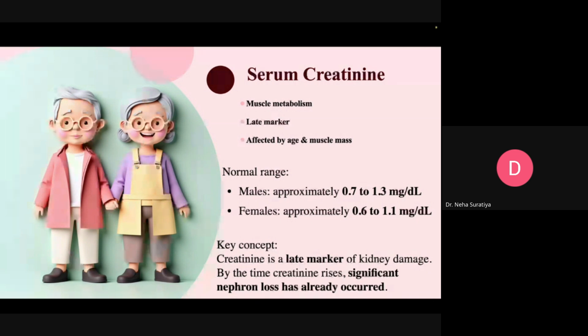See, the normal range for the male is approximately 0.7 to 1.3, and for female approximately 0.7 to 1.1. The difference is very small, but still male and female have different ranges as per the classification. But the key concept you need to remember here is creatinine is a late marker of kidney damage. So by the time creatinine rises, significant nephron loss has already occurred, and that has happened by the time you get a high creatinine, right?